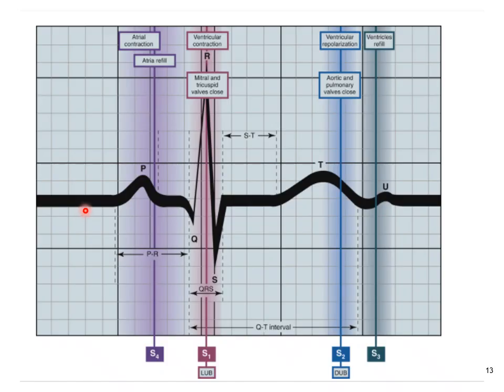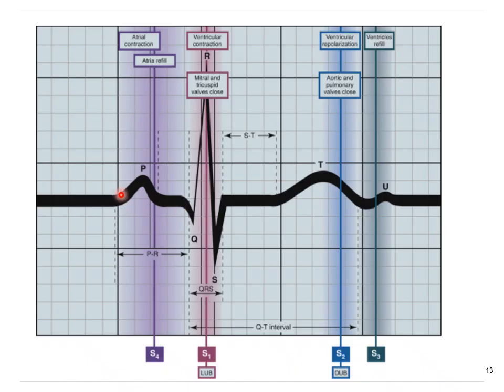So this is what we see in an EKG. Okay, we will see a P wave, Q, R, S, and then T wave, sometimes U. But what we want to see normally is P, Q, R, S, and T wave. Now, each of them has a definition. Okay, so let's start with the P wave.